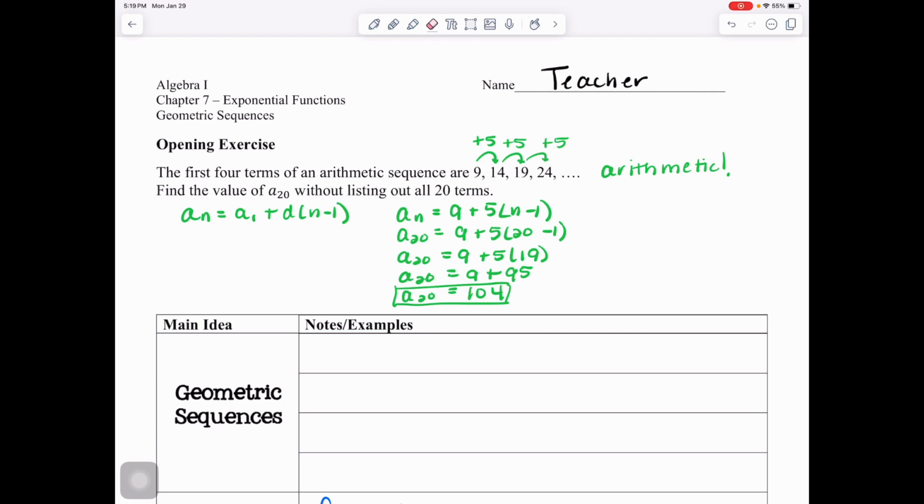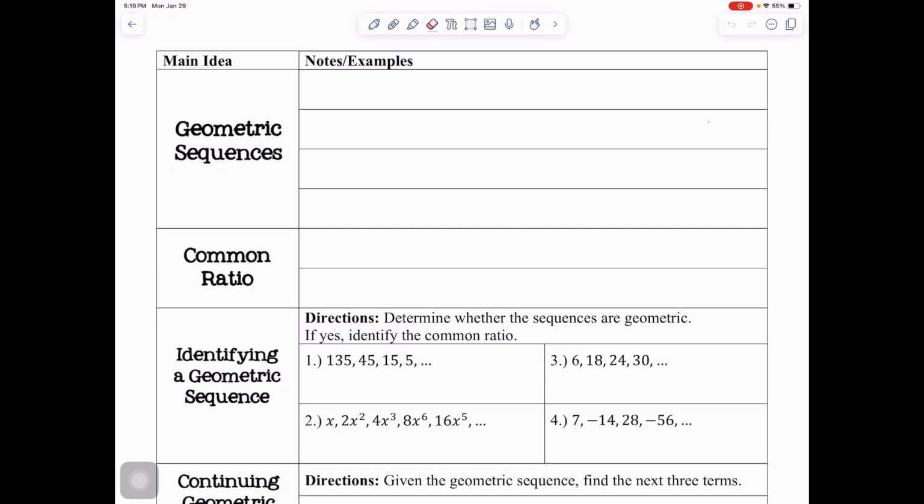So I'm going to find a sub 20, which means 20 is going in for n. 20 minus 1 is 19. 5 times 19 is 95. When I add that to 9, I get 104. So the 20th term of this arithmetic sequence is 104. I can jump to it quickly by writing the formula and using the formula to find the 20th term. So now let's look at another type of sequence, which is called geometric.